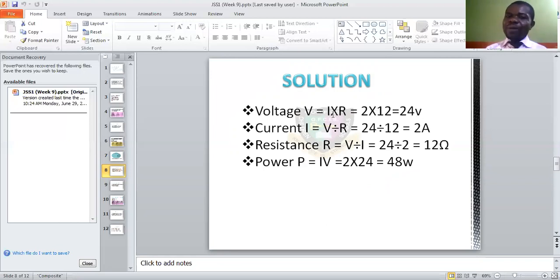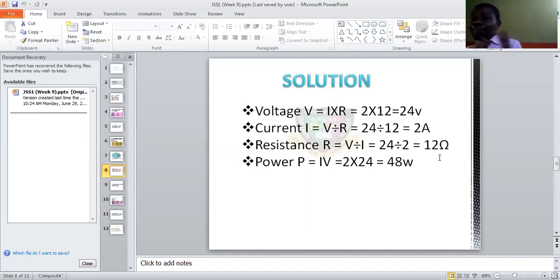Then for the current, we said I is equal to V all over R. That is what we have here. That's the current. From the formula, V here is 24, R is 12. 24 divided by 12 gives you 2 ampere. That's what we have there. The resistance R is V all over I. That is 24 all over 2. That is 12 ohm. It's still correct.